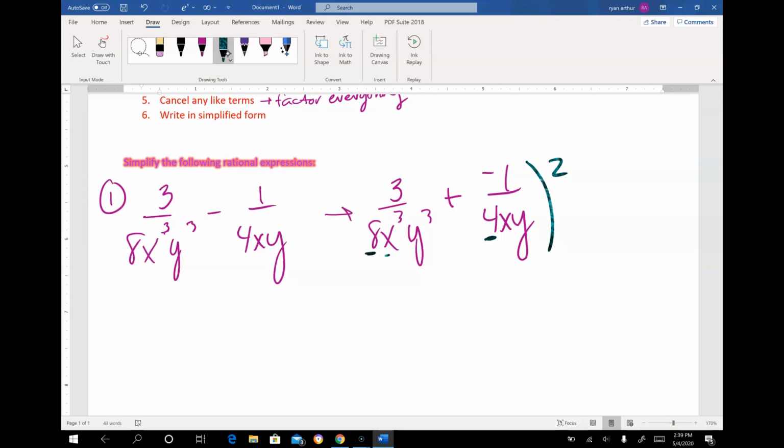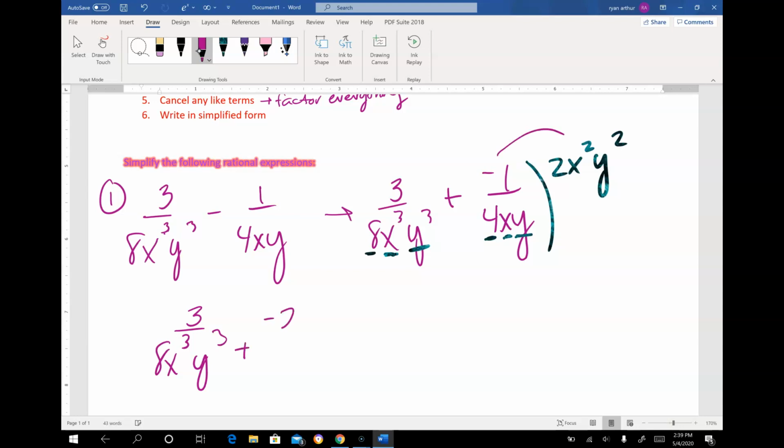Now look at your x's. This is an x cubed, this is an x. Well, this has 3 x's, this only has 1, so we need to put 2 more x's over here. This has 3 y's, this only has 1 y, so we need to put 2 more y's over here. When we do that, this left-hand side is fine, so we're going to leave that left-hand side alone. And then we're going to have plus, now we're going to multiply, and it's just going to be negative 2x squared times y squared over your new common denominator.